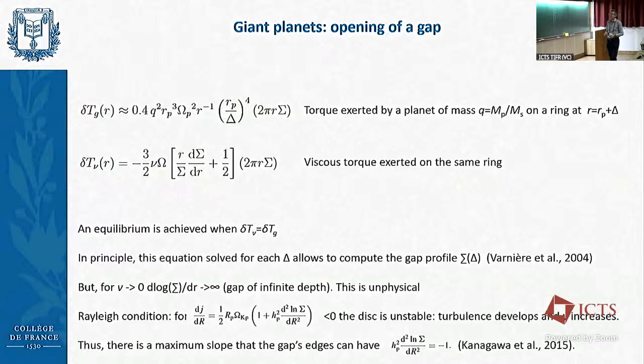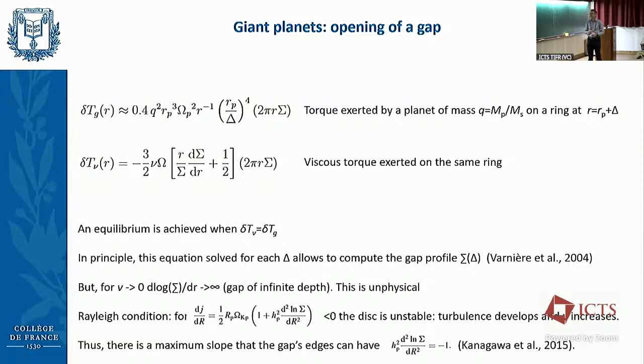What happens is that if the viscosity is weak, this gradient continuously grows, okay? But at some point, if it grows too much, the disk becomes unstable. To be stable, the disk has to satisfy the Rayleigh condition, which is this one. What is the Rayleigh condition? It is simply the requirement that the radial gradient of the specific angular momentum of the disk is positive.